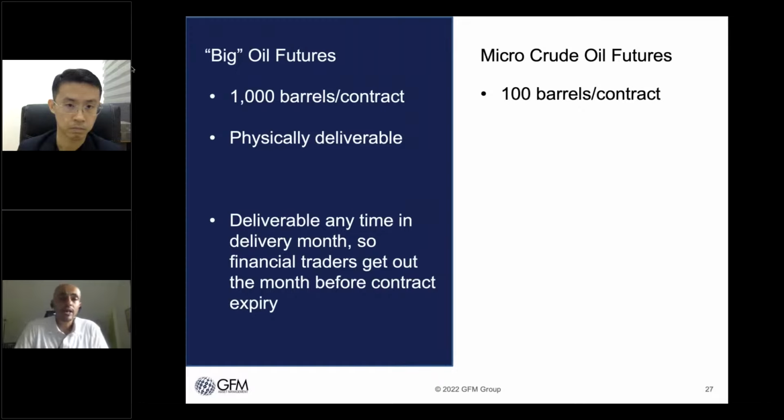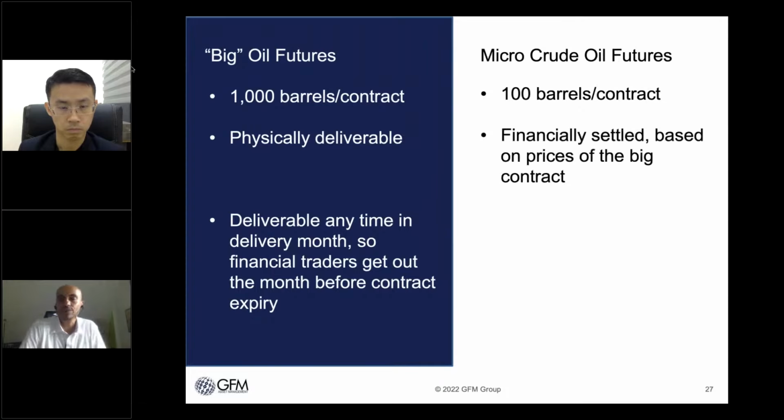So by contrast, the micro crude oil futures is a contract on only 100 barrels of crude. So what does that mean? If oil is $100 a barrel, the big contract is about 100,000 US dollars per contract, whereas the micro is about 10,000 US dollars per contract, really allowing you to fine tune your exposure. The micro crude contracts are financially settled.